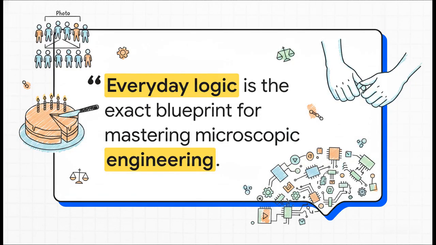I absolutely love this realization. Everyday logic, things like arranging a group photo, slicing a birthday cake, or even just interlocking your fingers, is the exact blueprint for mastering microscopic engineering. The rules that govern fairness and balance in our big macro world are exactly what engineers use to manipulate silicon at the atomic scale to ensure perfect harmony in analog layouts. It is an incredibly beautiful parallel.